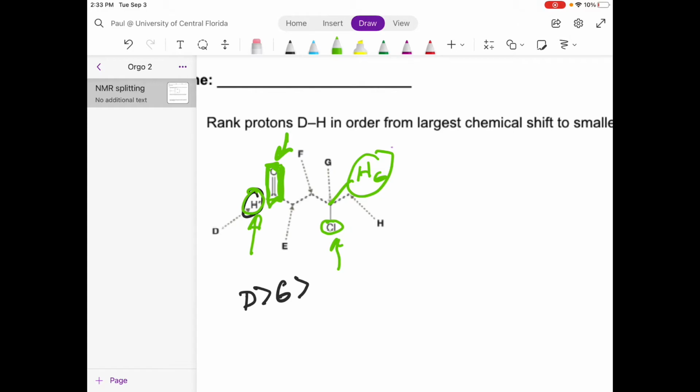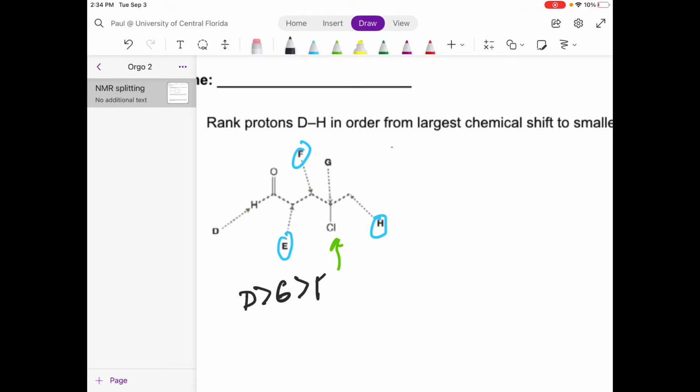But we've also learned that molecular anisotropy also affects the protons that are getting really close to it. So if the carbonyl has a stronger effect than the chlorine, then you would expect E to be further downfield than, let's say, F or H, because it's really close to that carbonyl. So based off of that logic, we would see E would be the next.